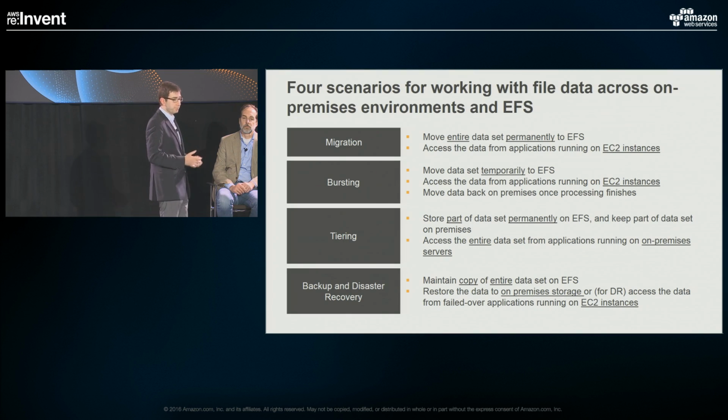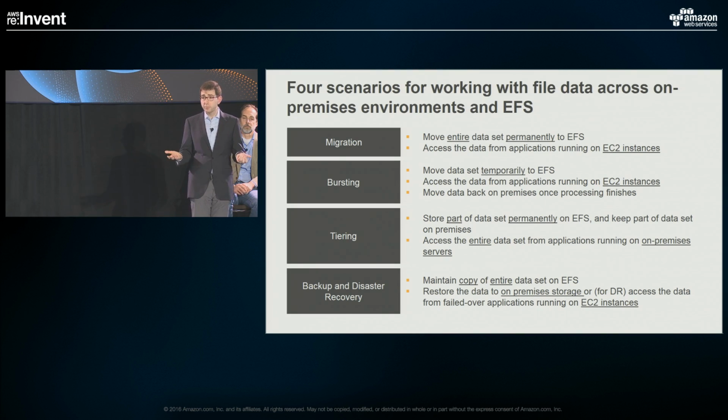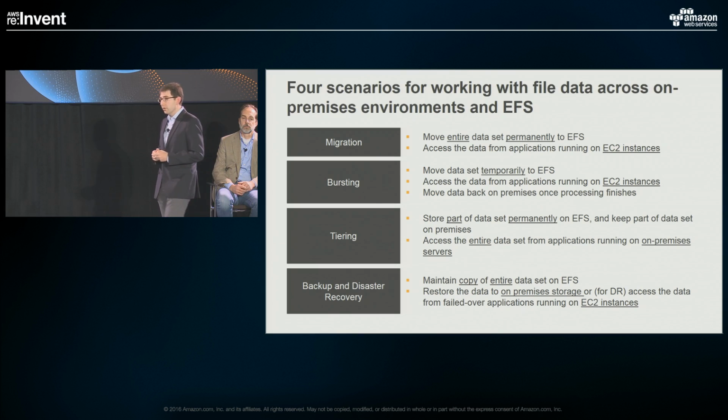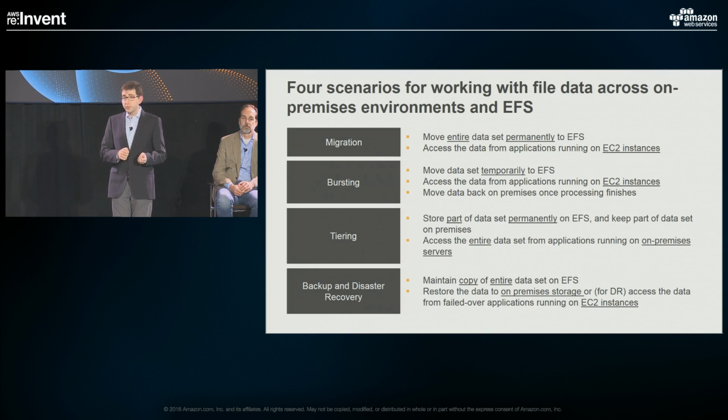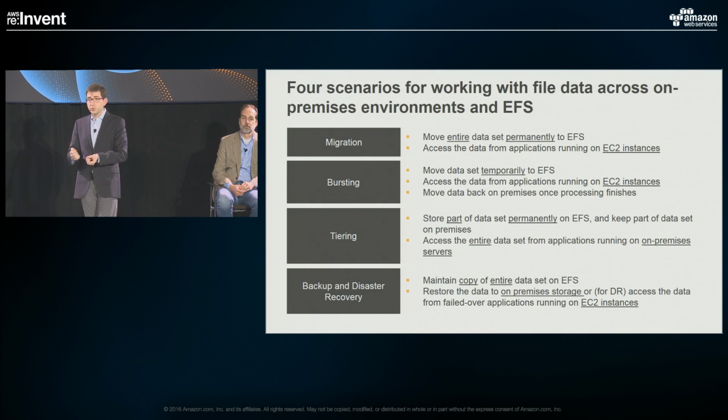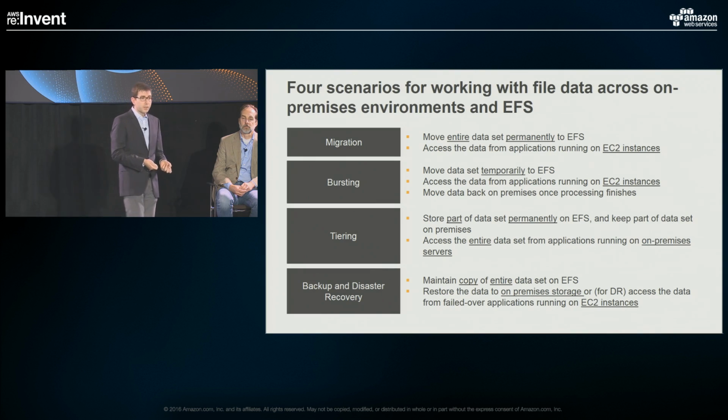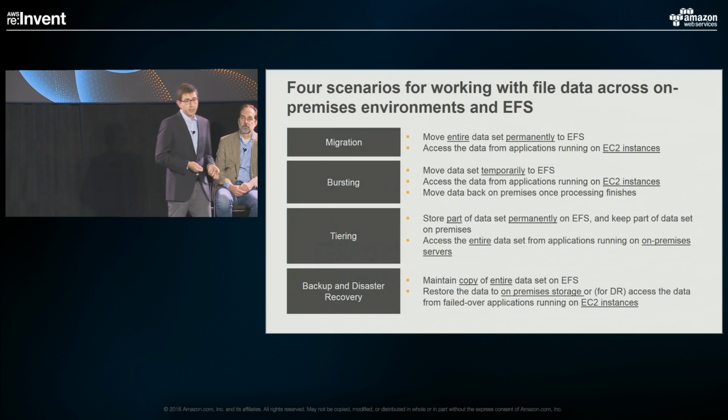So that's migration. Another is bursting. With bursting, the pattern is that you would move your data stored permanently on-prem onto EFS in order to do some processing on the data. So you would spin up an EC2 cluster, do some processing on the data, and then you would move it back onto on-prem to permanently reside there.